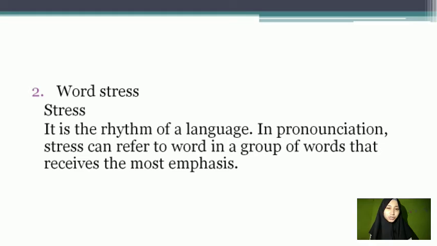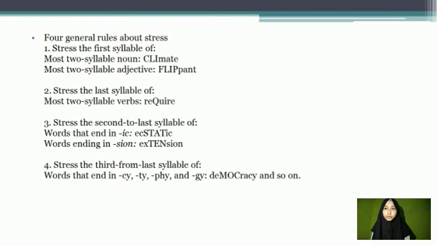So let's start with stress. Stress is the rhythm of language. In pronunciation, stress can refer to the words in a group of words that receive the most emphasis. There are 4 general rules about stress. The first one is stress the first syllable of most 2-syllable nouns, for example, climate. And also stress the first syllable of most 2-syllable adjectives, for example, flippant. And then the second rule is stress the last syllable of most 2-syllable verbs.